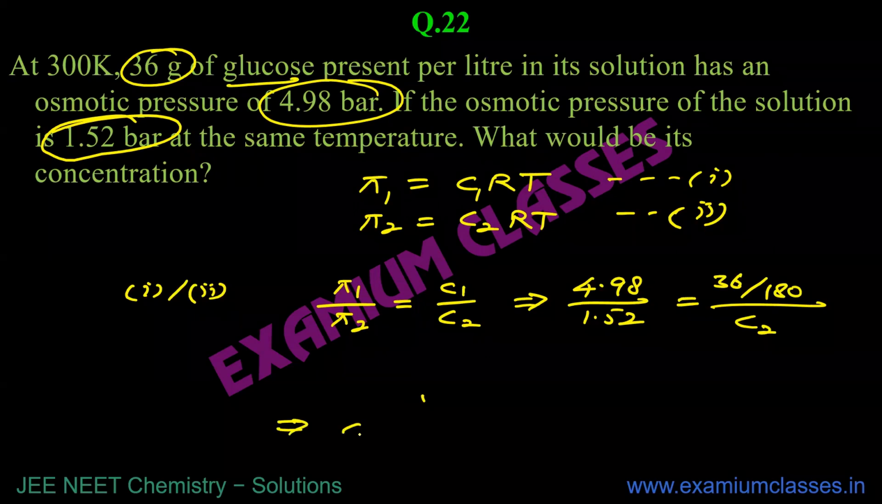So from here, you will calculate C2 and you will get the answer as 0.061 M, because this is molarity. You can write mole per liter, or you can say capital M. This is the unit of concentration, molarity, or capital M.